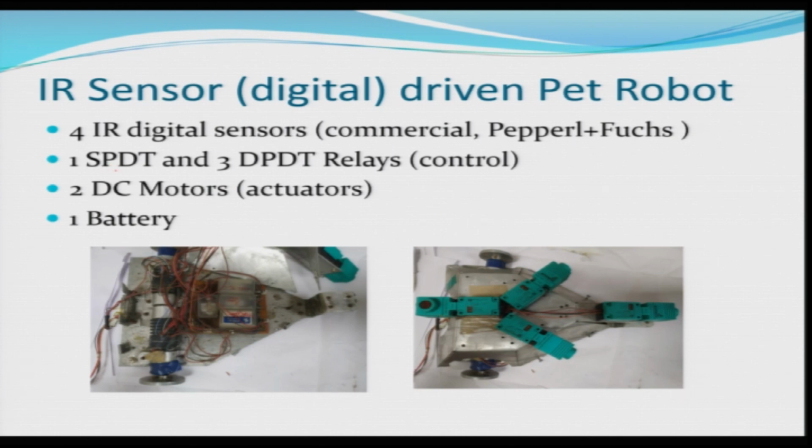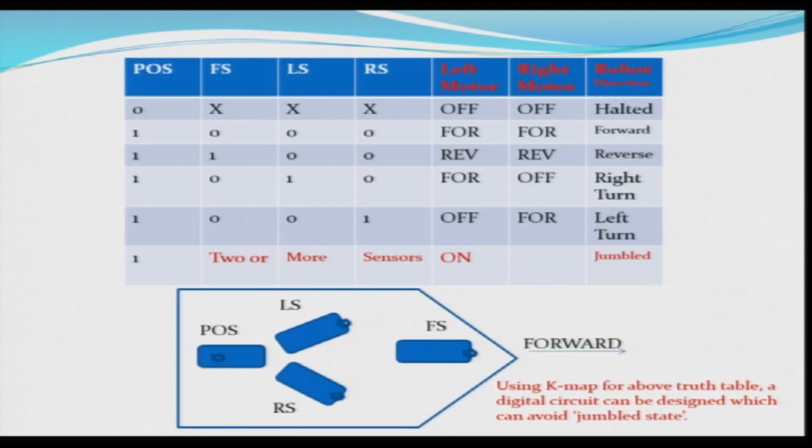We are using 1 SPDT and 3 DPDT relays to achieve the control of the robot, and 2 motors are used to drive it. We are using a battery pack as the voltage source. As you see, there are 4 sensors: this is a forward sensor, this is a left sensor, this is a right sensor, and this is a power on sensor. And here is the truth table for the working of this robot.